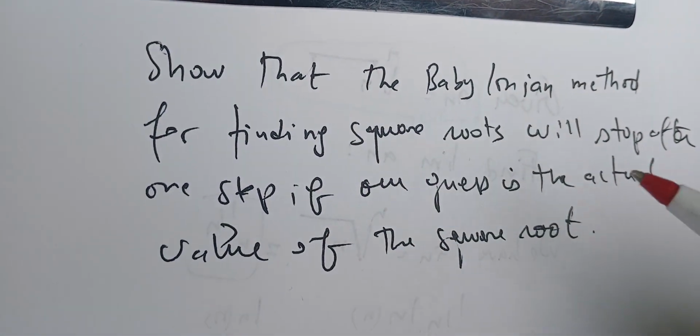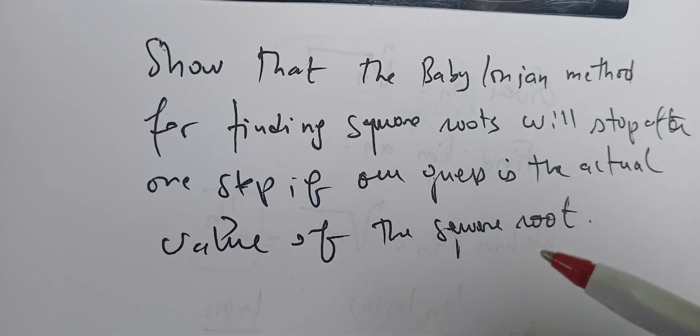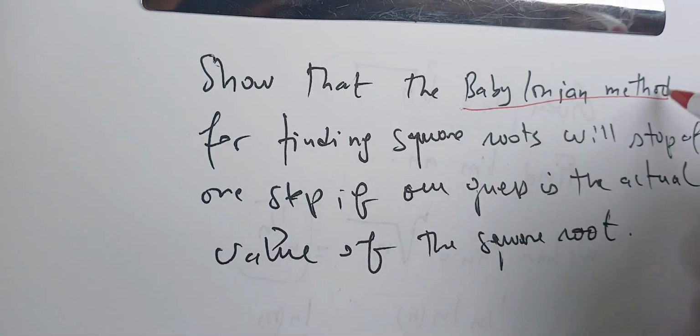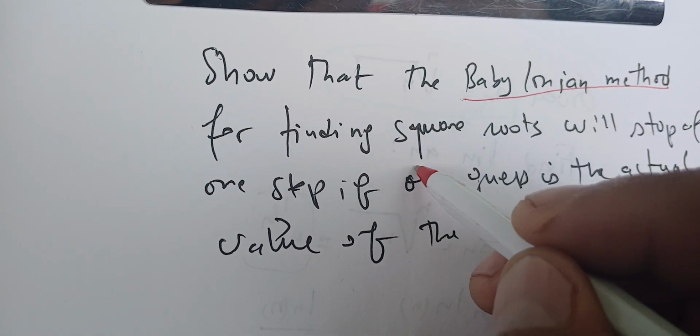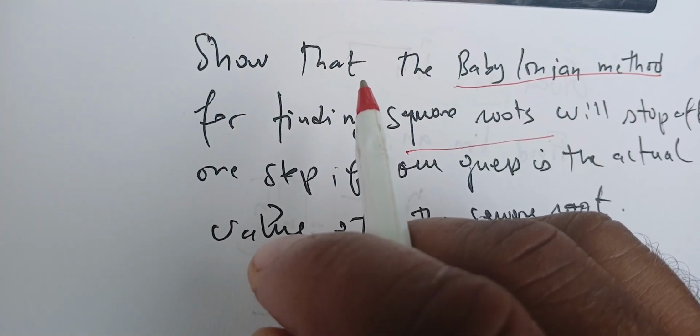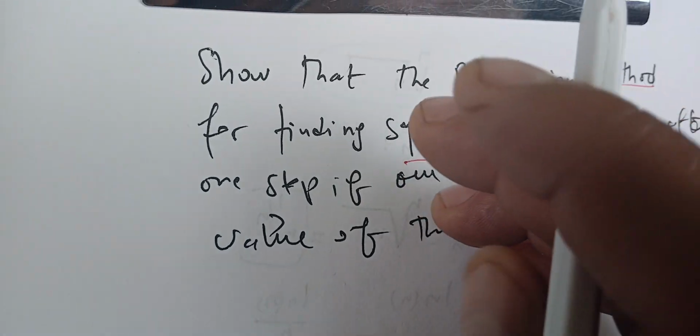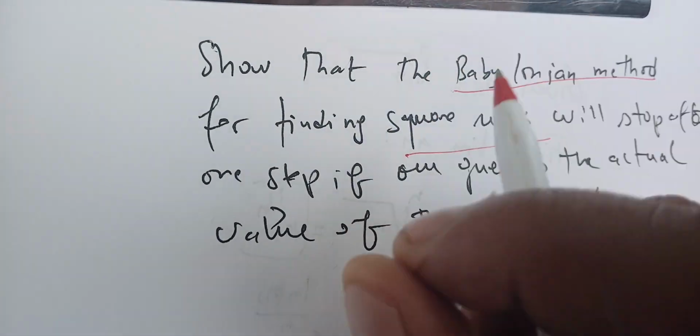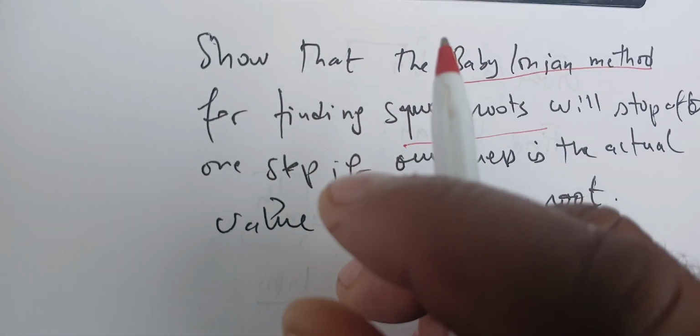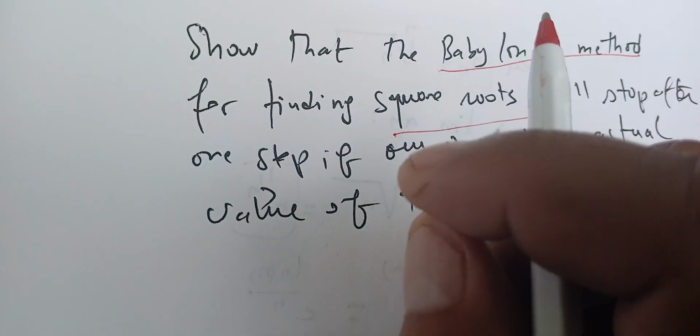Okay, in this question, we're going to talk about the Babylonian method for finding the square root of a number. So basically, what's the Babylonian method? It's an old method of finding the square root of a positive number.